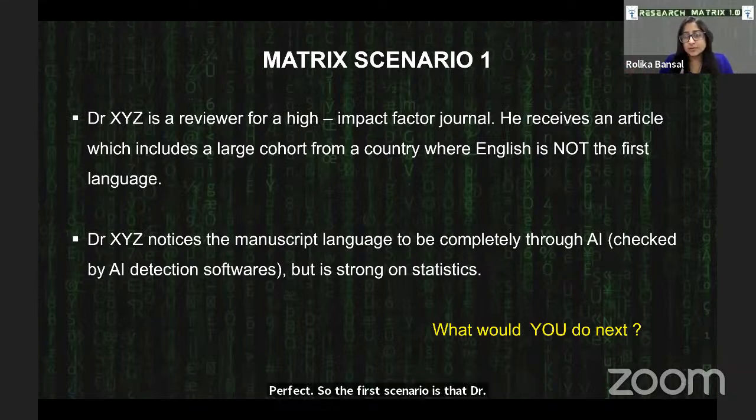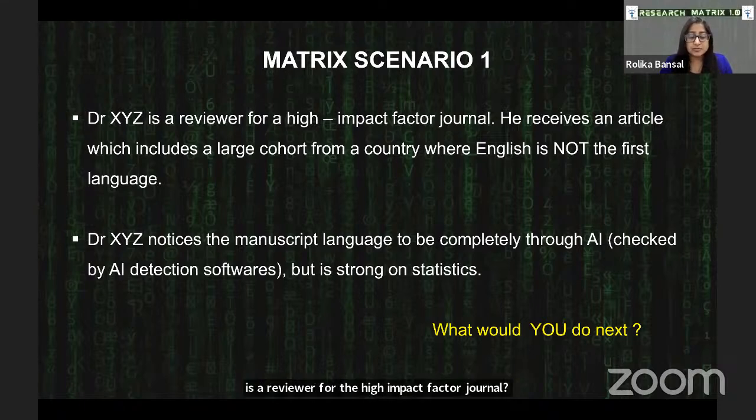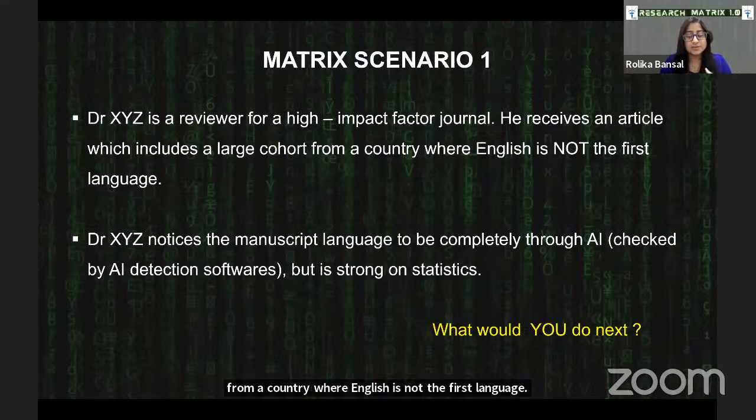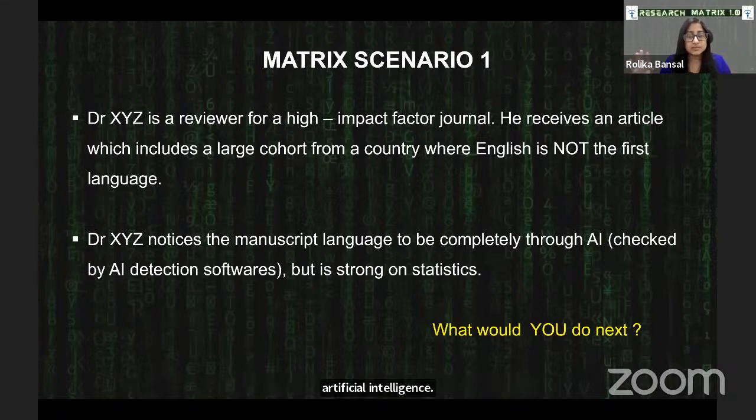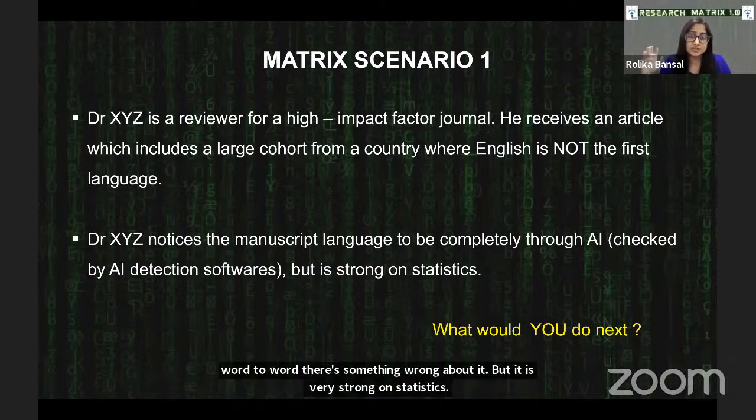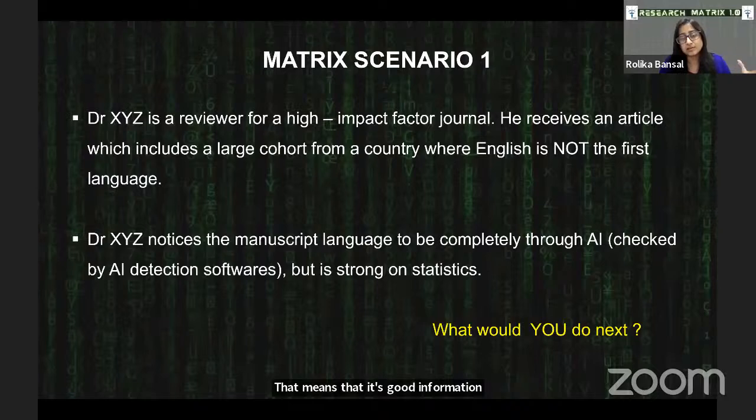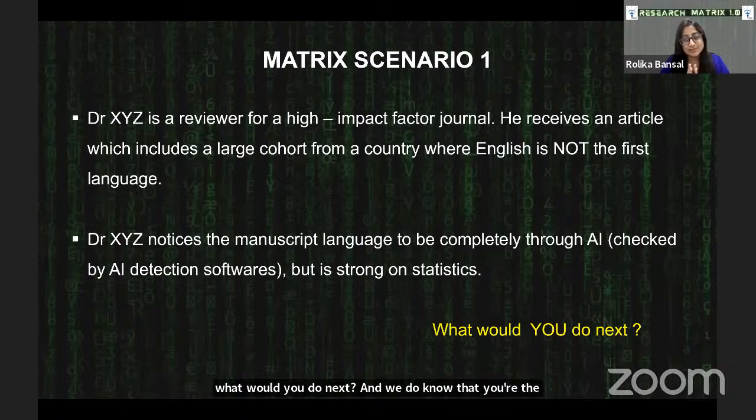So the first scenario is that Dr. XYZ is a reviewer for a high impact factor journal, and he receives an article which includes a large cohort from a country where English is not the first language. Dr. XYZ notices that the manuscript language is completely written by artificial intelligence, as checked by AI detection software. Word to word, there's something wrong about it, but it is very strong on statistics. That means it's good information, but the language and everything written is through AI. What would you do next? And we do know that you're the expert in this part, so the question goes to you.